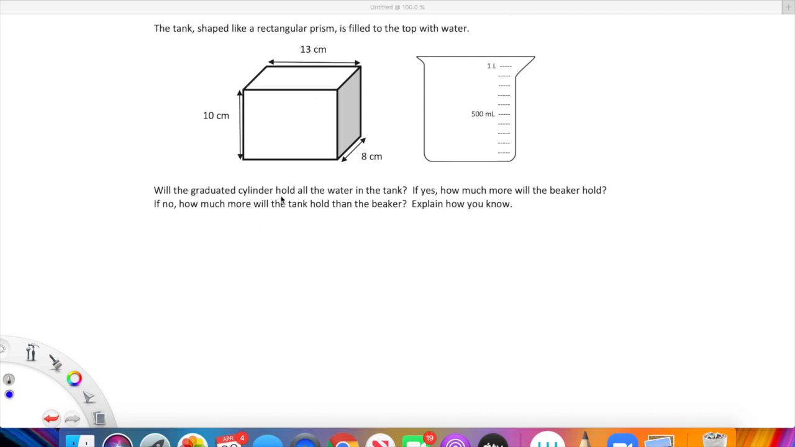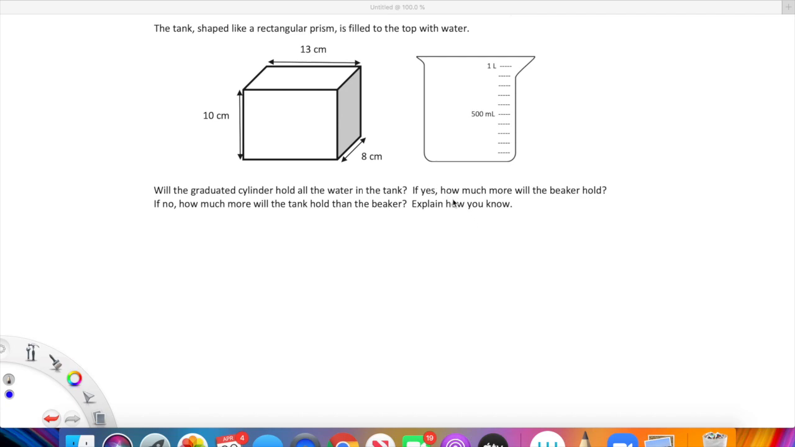Will the graduated cylinder hold all of the water in the tank? If yes, explain how much more the beaker will hold. If no, how much more will the tank hold than the beaker? Explain how you know. Very cool.